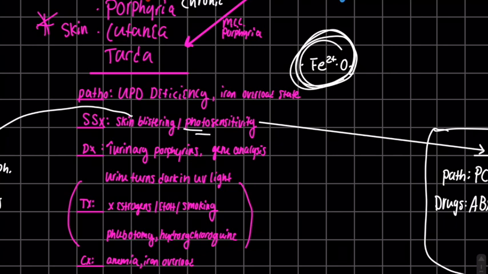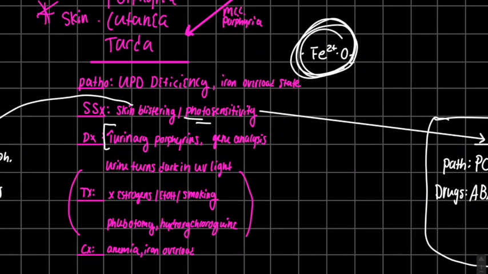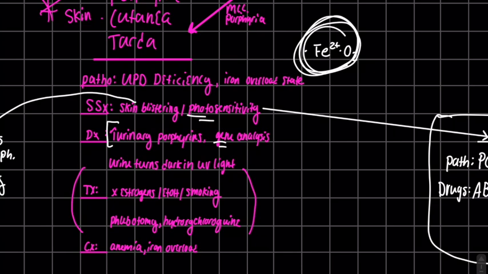All right, we're going to diagnose this with urinary porphyrins. We're going to diagnose a lot of our porphyrias with urinary porphyrins. We can also use gene analysis for this. Okay, and urine is going to turn dark in UV light, and that's our Woods lamp. That's specifically the Woods lamp. So if we looked at this urine under a Woods lamp, we would see that those porphyrins would fluoresce and they would turn purple under a Woods lamp.